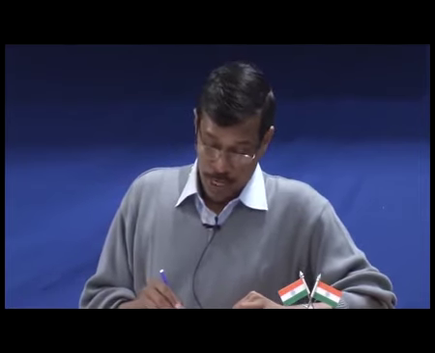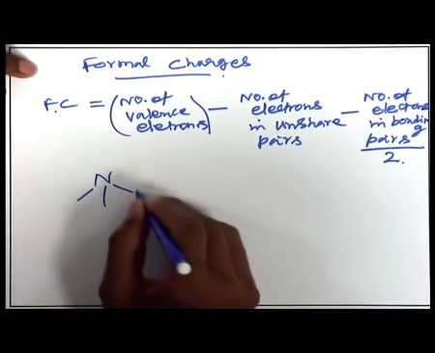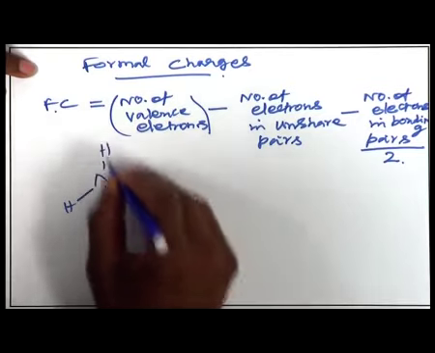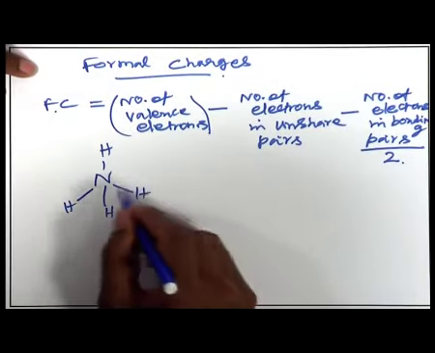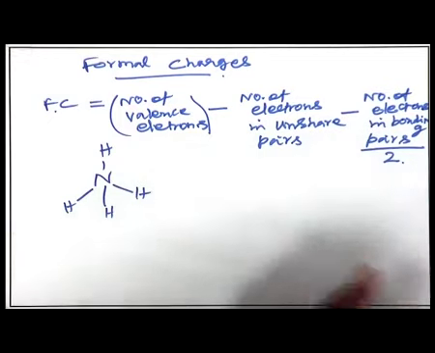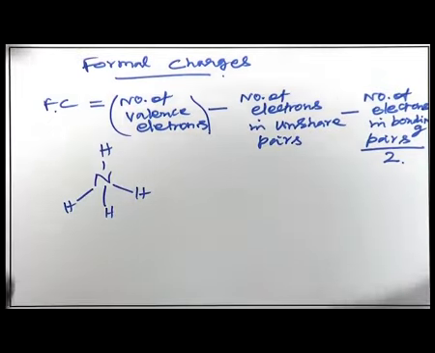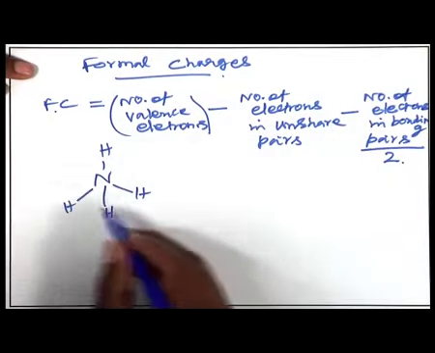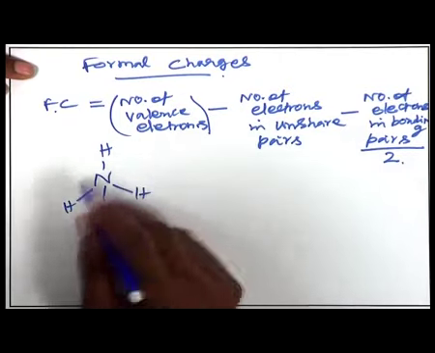If you take the ammonium cation, hydrogen has 2 electrons around it, because hydrogen is satisfied with 2 electrons, since it has the capacity of accommodating only 2 electrons. But around nitrogen there are 8 electrons, correct: 1, 2, 3, 4, so 4 into 2, 8 electrons.